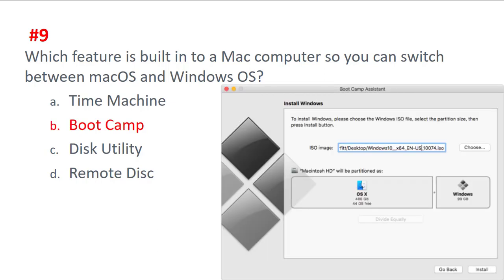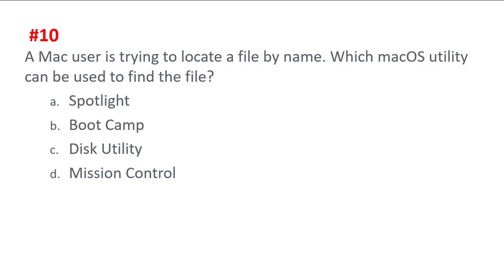And here is what Boot Camp looks like so that you can see how your Macintosh storage drive, I don't like HD for hard drive, but your storage drive will be partitioned. On this one, you can see that we have a Mac OS X available on one partition, and the other is dedicated to a Windows operating system. That is Boot Camp. Number 10, a Mac user is trying to locate a file by name. Which Mac OS utility can be used to find the file that they're trying to locate by name?